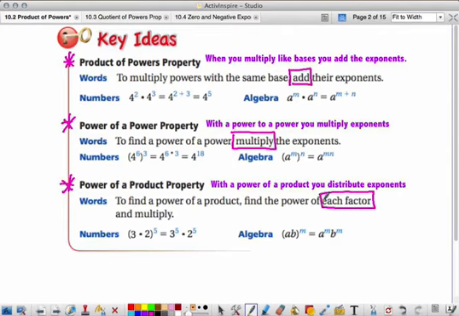If you've been in class, you remember the little songs we've been singing. When you multiply like bases, you add the exponents. With the power of a power, you multiply exponents. With the power of a product, you distribute the exponents. And if you go on YouTube, you can actually find that song if you want to listen to it.